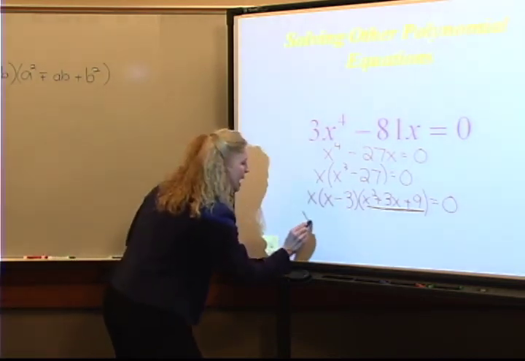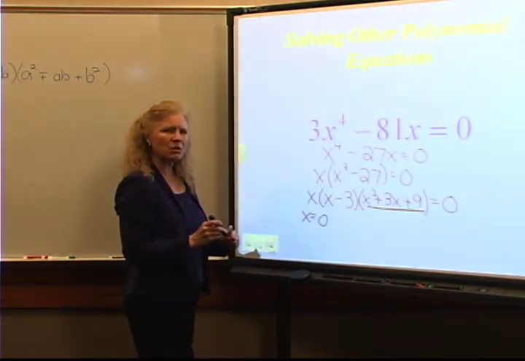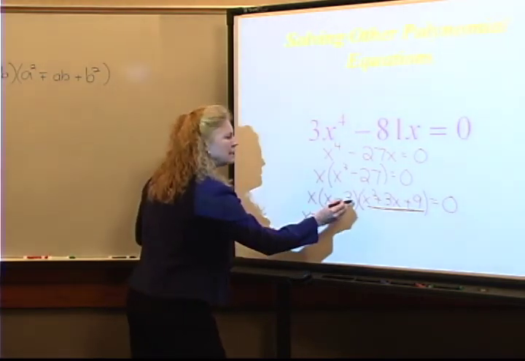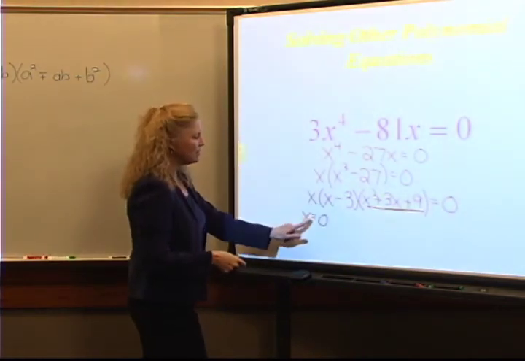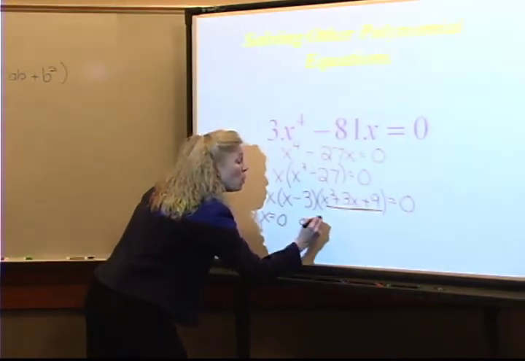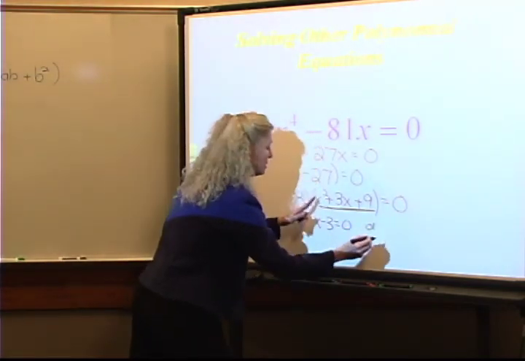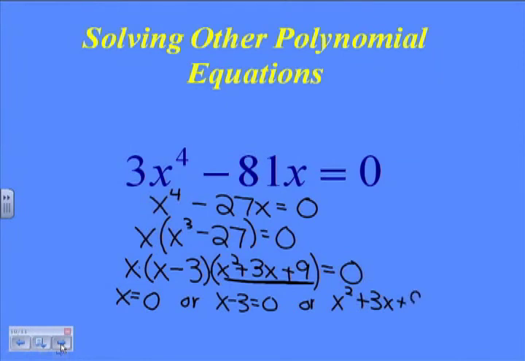So I say x equals 0. What am I applying here? The zero product property. These things multiply to give me an answer of 0. So this factor must be 0, or the x minus 3 has to be 0, or this quadratic, x squared plus 3x plus 9, has to be 0.